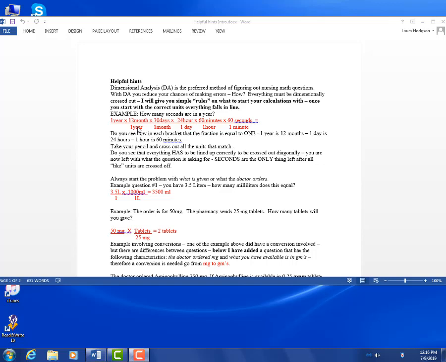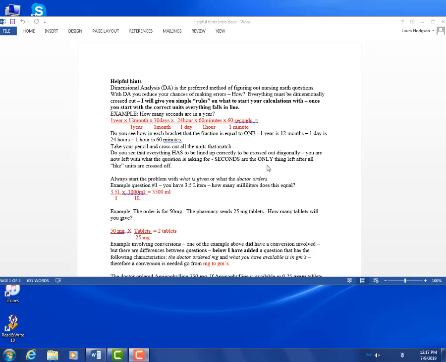Do you see how I have 1 year, 12 months, 1 month, 30 days, 1 day, 24 hours, all of them equal 1. So that's exactly how you're going to do your math questions. So you take a pencil and you cross out all the like units. For example, 1 year and 1 year, 12 months, months, days, hours, minutes. You're left with seconds, which is what you're asking for.